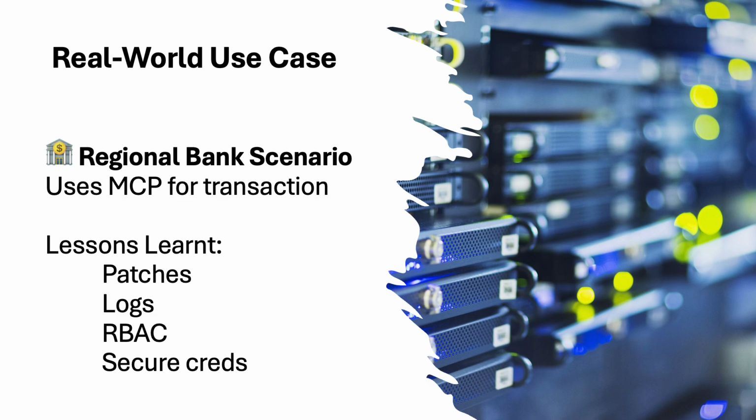Let me give you a real-world example. Say a regional bank runs a critical transaction system on MCP. Here's what they can do. First, review user account regularly. Second, apply patches in a staging environment. Third, store credentials in secure secrets vault. Fourth, monitor all access using SIEM. And finally, educate their team using simulations from the vulnerable MCP project. It's about bringing legacy system into modern security mindset.